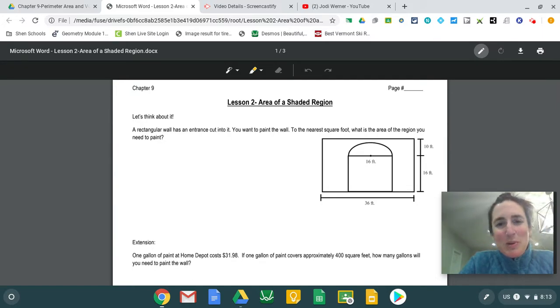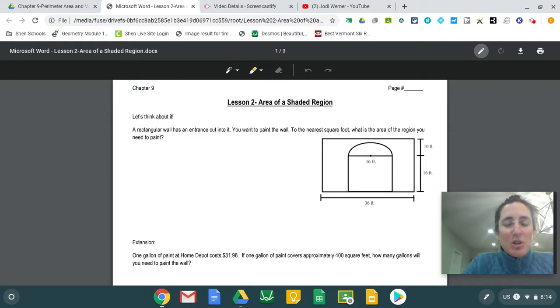Today, we're going to explore area of the shaded region. Okay, let's think about this. We have an exciting problem to start with. We have this rectangular wall, as you can see in the picture, and it has an entrance cut into it. We want to paint the wall. To the nearest square foot, what is the area of the region you will need to paint? Now, we are not going to be painting the door that is cut into it in the middle there.